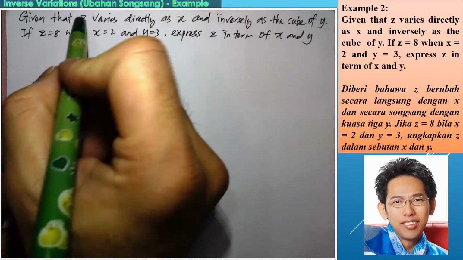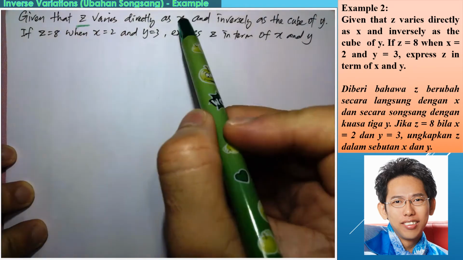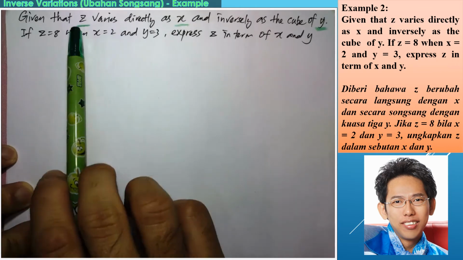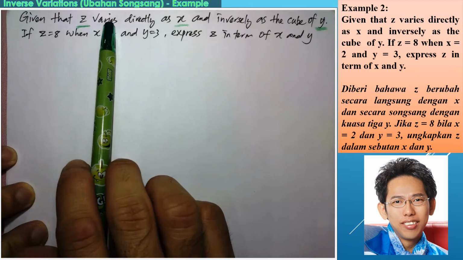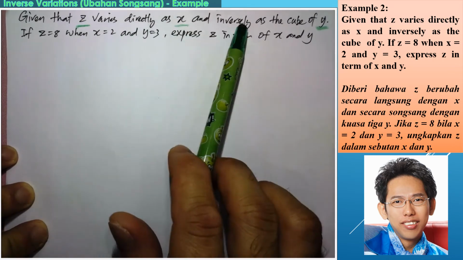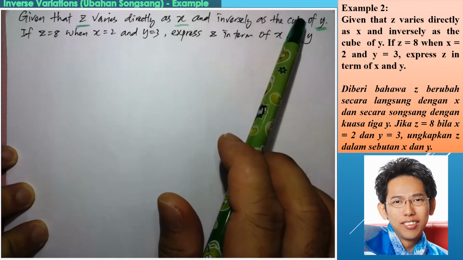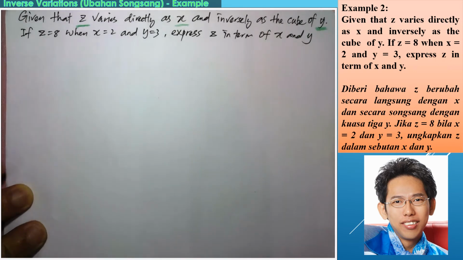So we have the variable of Z. Okay, we have X and also Y. Okay, so Z varies directly as X. Z berubah secara langsung dengan X dan songsang dengan kuasa 3Y. This one means kuasa 3. Cube of Y is kuasa 3Y. So first step is we write down the expression first.